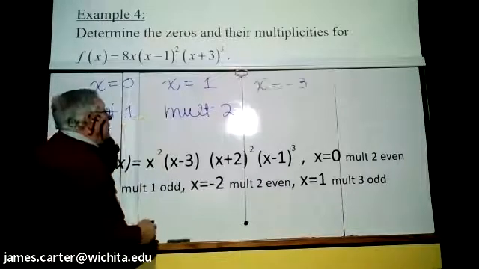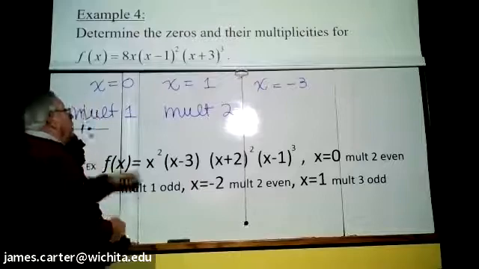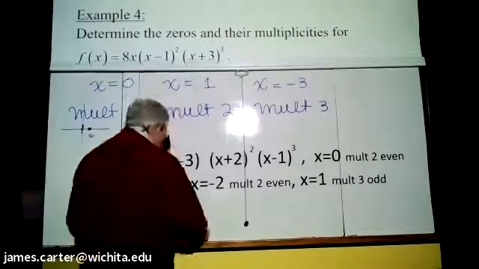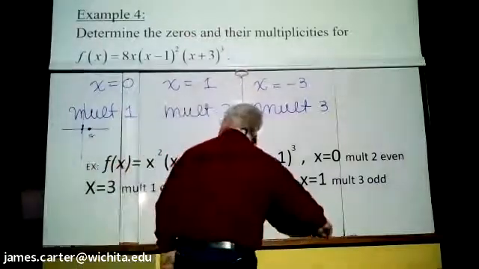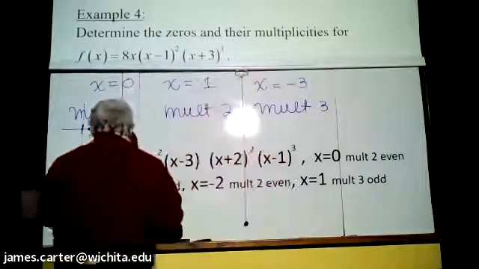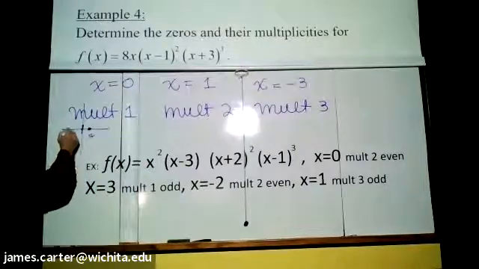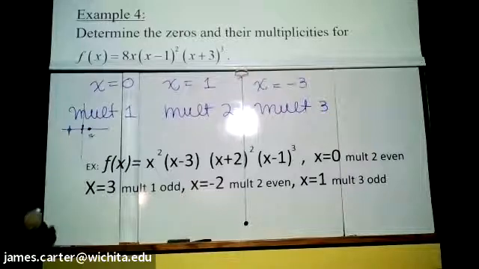The third one, you're going to get x equals -3, and it's multiplicity 3, or in other words, multiplicity odd again. So here's -3, and it's going to be a crossing again.